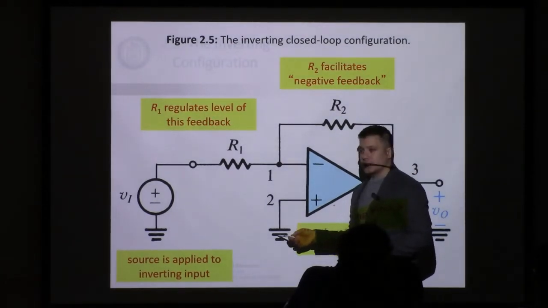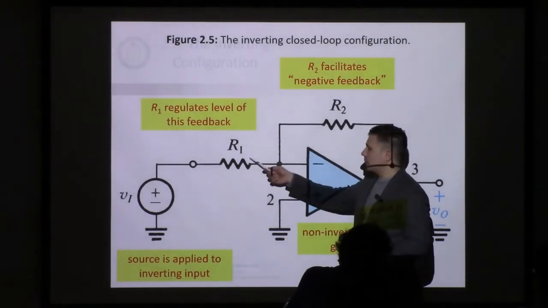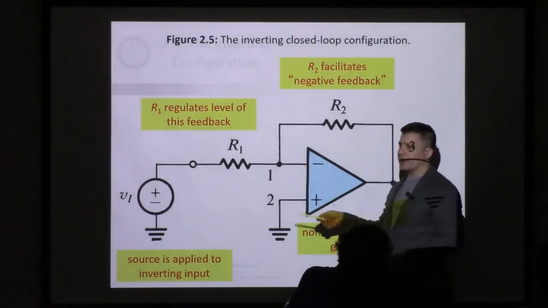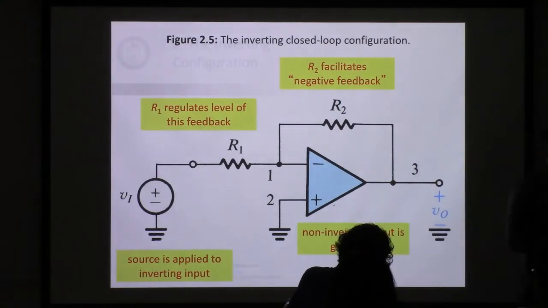Sometimes we will put a resistor right here, which is equal to the parallel combination of those two resistances together, which will allow us to eliminate some nonlinearity.